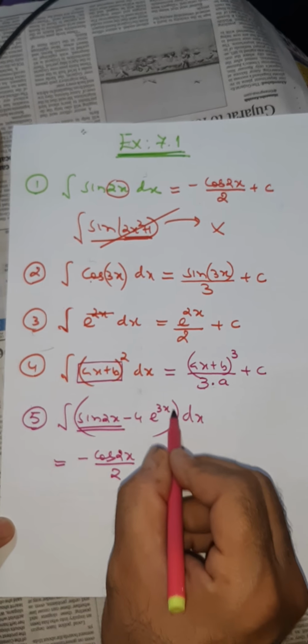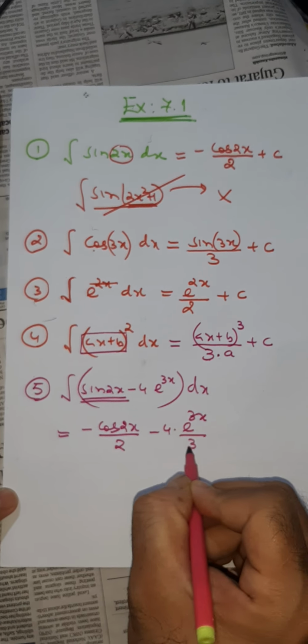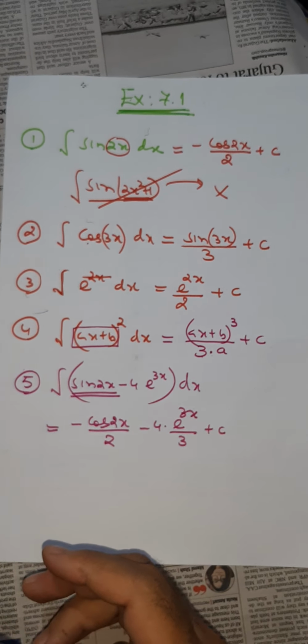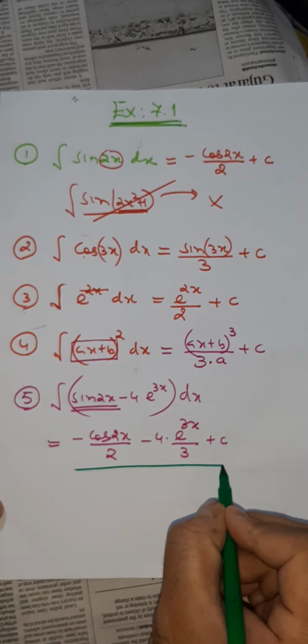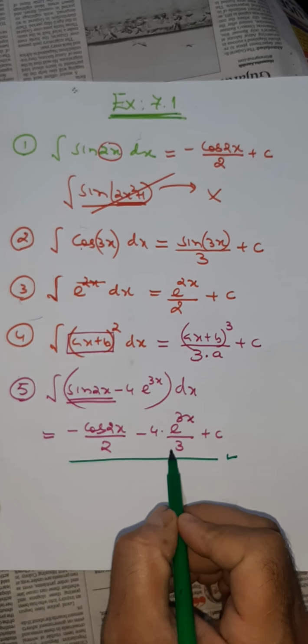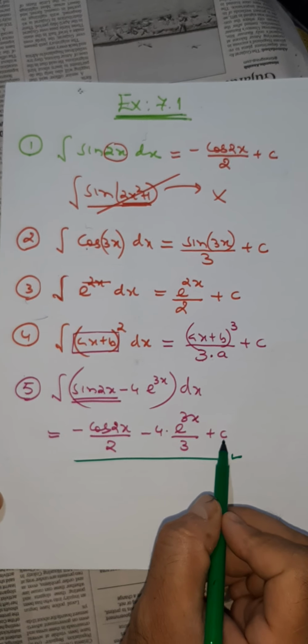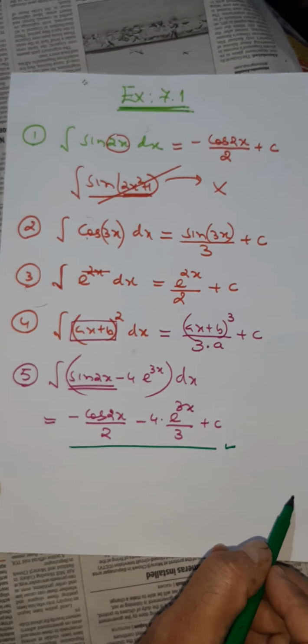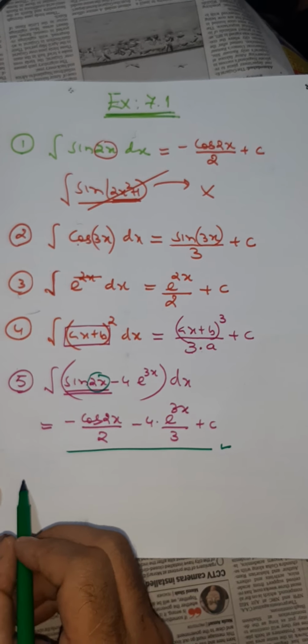Minus 4 as it is. What's the integral of e raised to 3x? E raised to 3x upon 3 plus c. So this is your final integral. Upon 3, the coefficient of x. 4 being constant as it is, like differentiation, plus constant of the integration, remember. Upon 2, the coefficient of x, by 2.